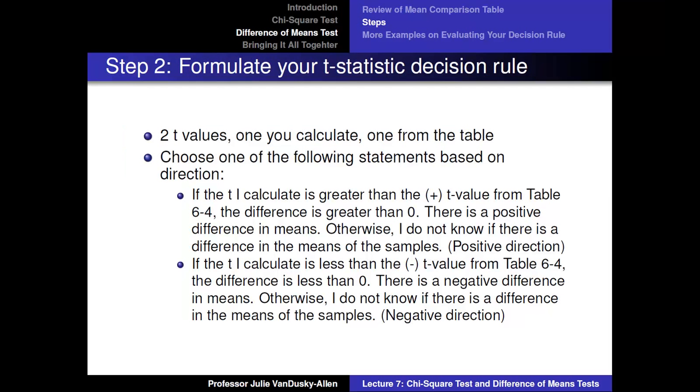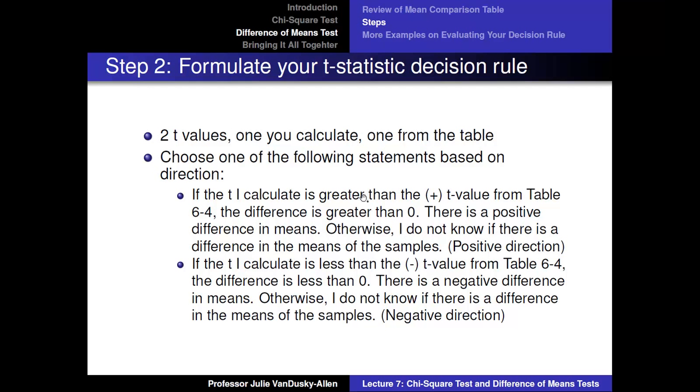The next step is formulating a decision rule. You will choose one of the following statements. Note, as you can see below, that throughout the difference of means test, you're going to be using two different t-values, one you calculate and one from the t-table in your textbook. If the t I calculate is greater than the t-value from table 6.4, the difference is greater than 0. There is a positive difference in means. Otherwise, I do not know if there is a difference in the means of the samples.